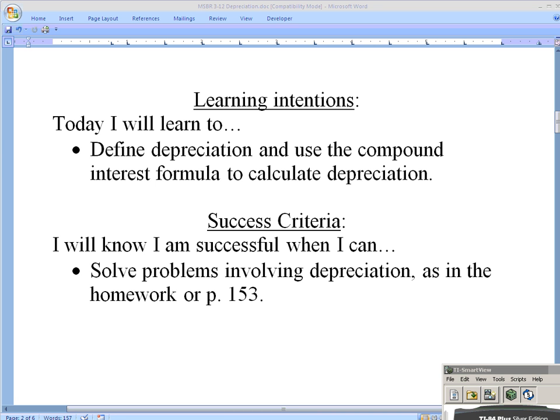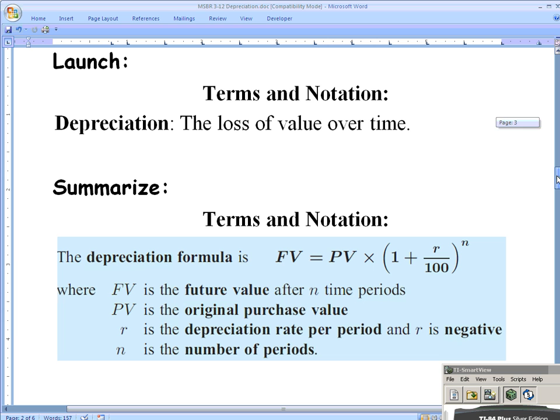Today we'll be continuing our discussion of financial mathematics, specifically talking about something known as depreciation. We'll be using our compound interest formula to help us calculate depreciation. So without further ado, we'll take a look at the terms and notation for today.